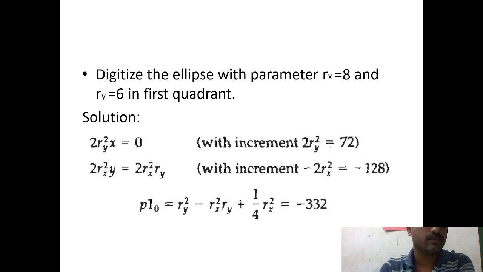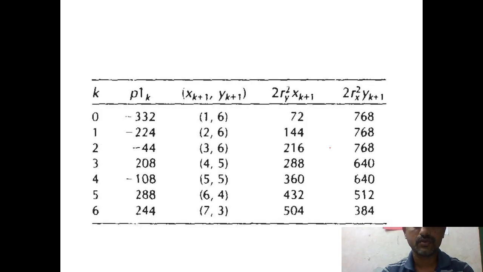Next, for example, display the ellipse with the parameters rx equal to 8 and ry equal to 6 in the first quadrant. Here 2 ry square x equals 0 with increment 72, and 2 rx square y equals an increment of minus 128. Then p1_0 equals ry square minus rx square ry plus 1 by 4 rx square, that equals minus 332. So based upon that, we can calculate the values.